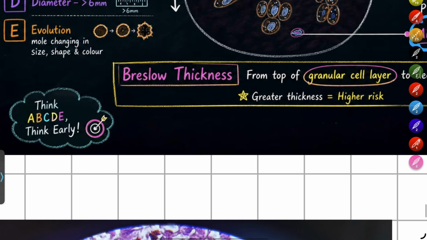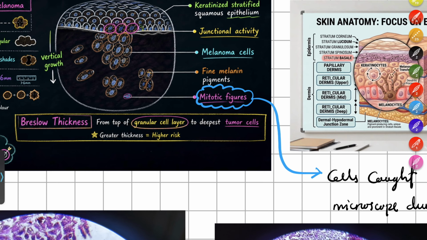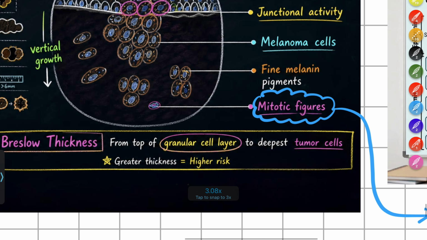And the most important is Breslow thickness. So what is Breslow thickness? From the top of the granular cell layer to the deepest tumor cells, that thickness is the Breslow thickness. So let's understand.